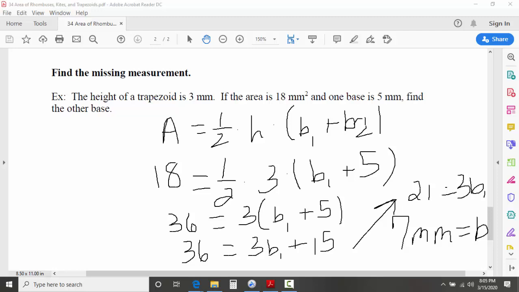All right, so your next step is to download the assignment called Area of Rhombuses, Kites, and Trapezoids and complete that.